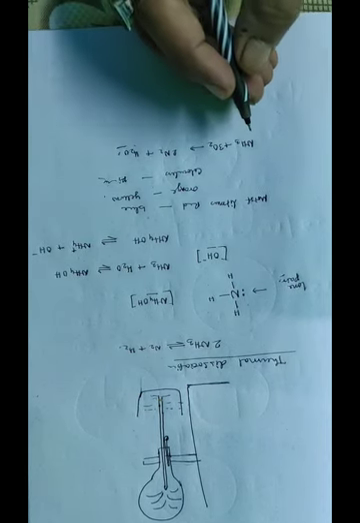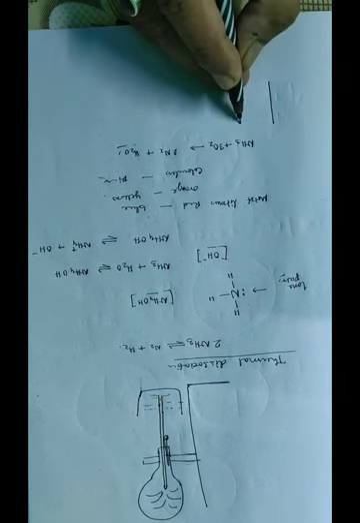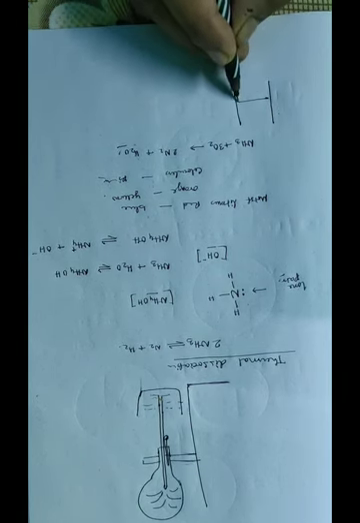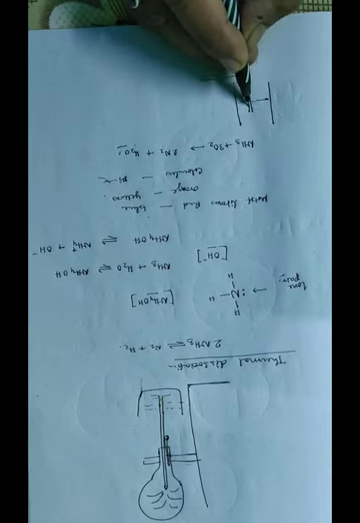A wide glass tube is fitted with a cork carrying two tubes. Here this is a wide tube fitted with two tubes.